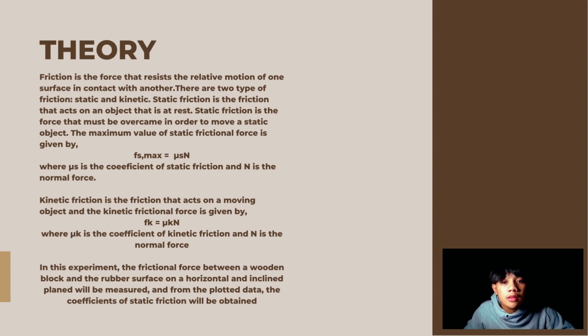Next, I am going to explain the theory of the experiment. Friction is the force that resists the relative motion of one surface in contact with another. There are two types of friction: the first one is static and the second one is kinetic. Static friction is the friction that acts on an object that is at rest. Static friction is the force that must be overcome in order to move a static object.